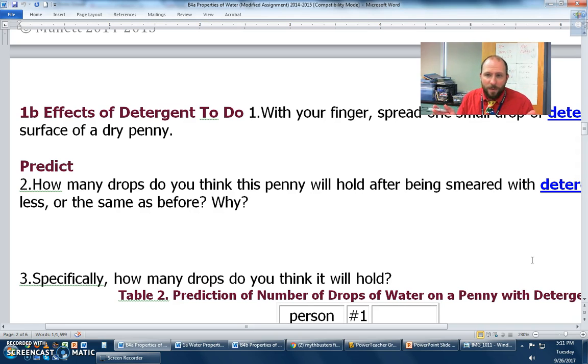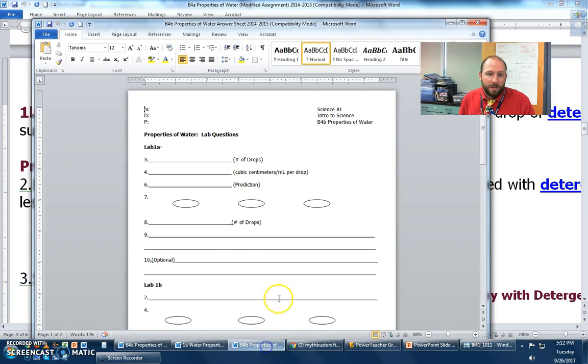You're going to end up cleaning the penny when you're done, but you're going to run the same experiment and try and predict how many drops of water can be on this penny. Again, make a prediction. Again, collect your data. Make sure you explain right here. The question is why? Why do you think what you do? That should be on your answer for part 1B, number 2, right here. You should be explaining how many and why.